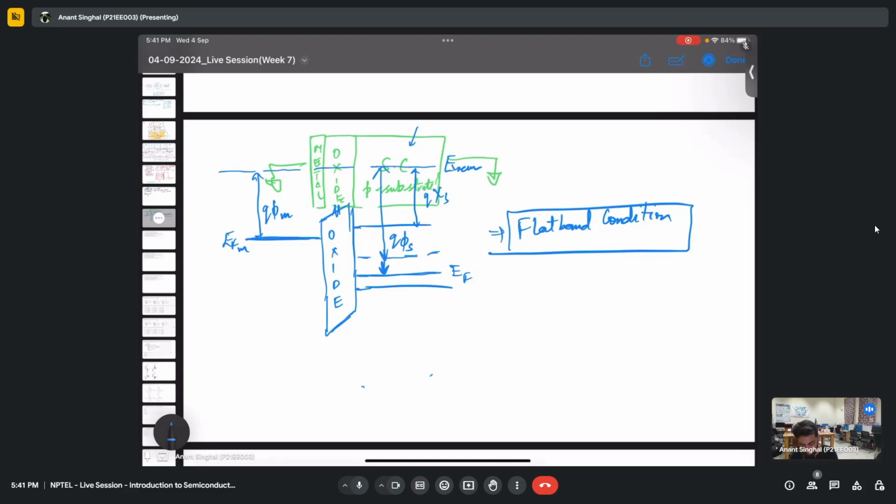And this is just the metal and the semiconductor, and in between we have the oxide. So this is just the representation when there is no band bending. Now what we'll do is apply certain voltages at the metal end, and we'll see some different cases. This is the particular condition when we have the flat band condition, so there is no band bending as of now in this particular diagram.